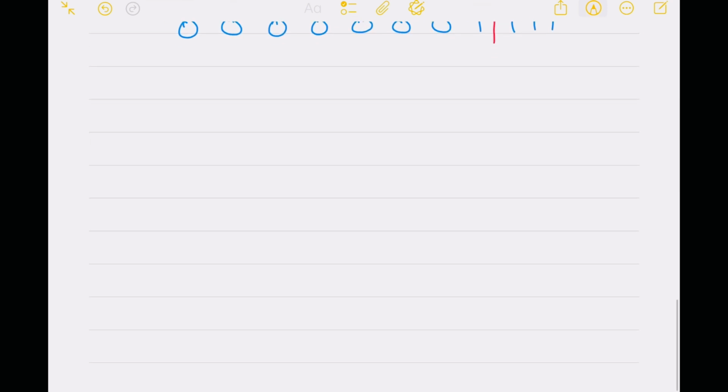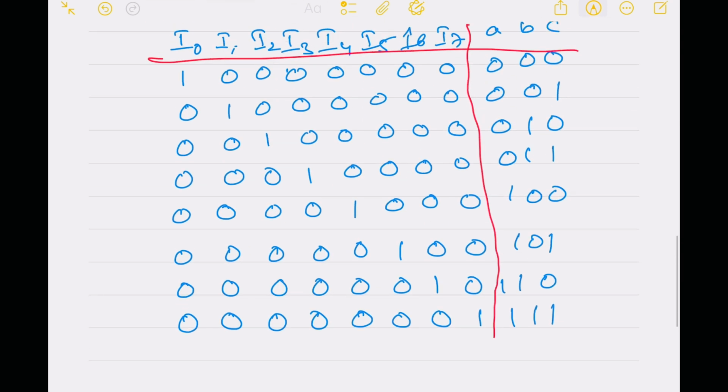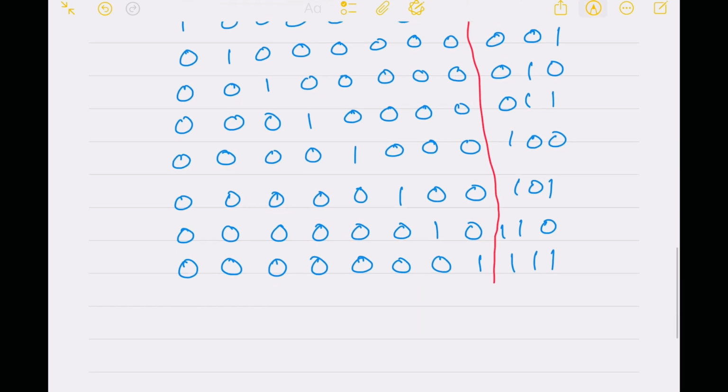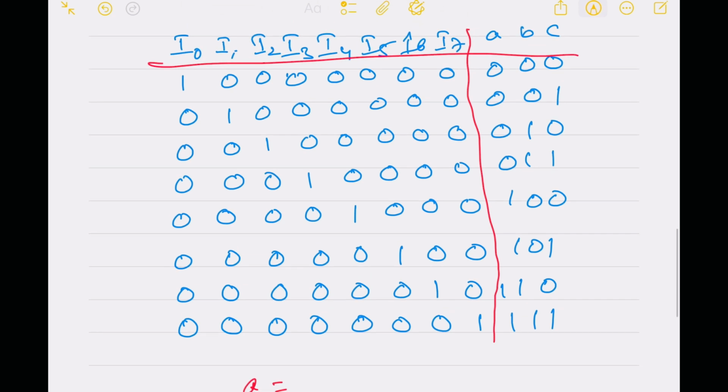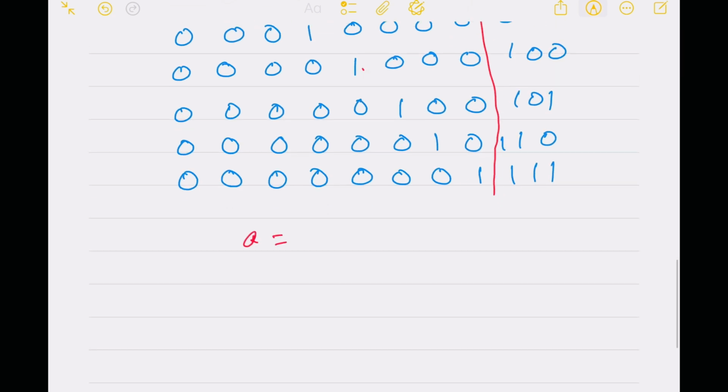So what is the application? This is the truth table. You can write the output equation for A. So A is equal to I4, I5, I6 and I7.